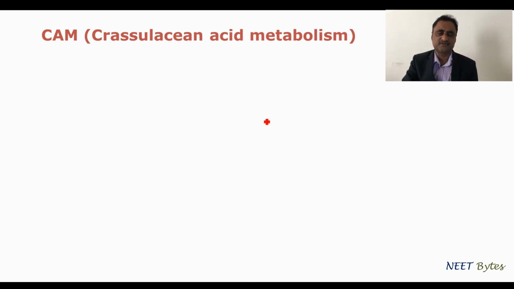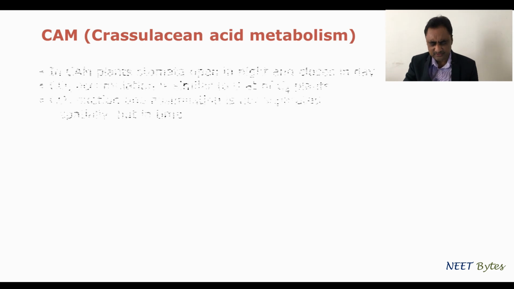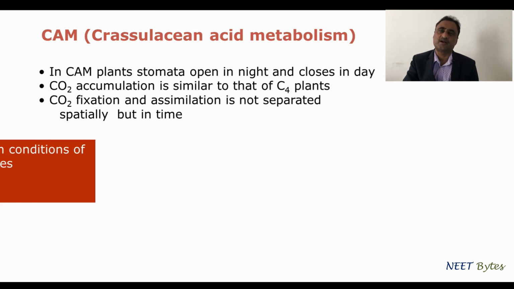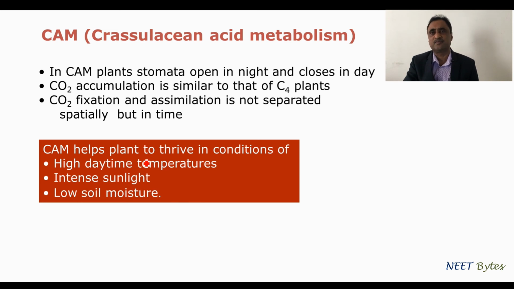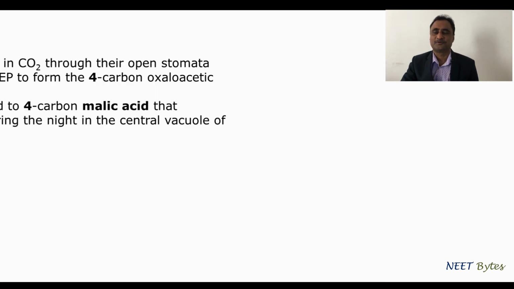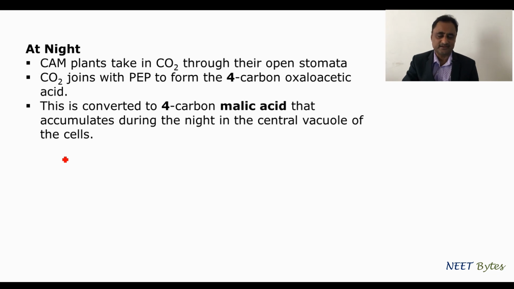So before we conclude, let's discuss one more important cycle, what we call CAM, or crassulacean acid metabolism. CAM is just similar to the C4 plant. There's hardly any difference. The only difference is with reference to space and time. Let's have a look. First of all, the CAM plants are xerophytic plants. In them, stomata open during the night, and in the day hours they remain closed just to check the transpirational loss of water. So CAM metabolism helps plants to thrive at high temperature, intense sunlight and low soil moisture. Have a look at the cycle.